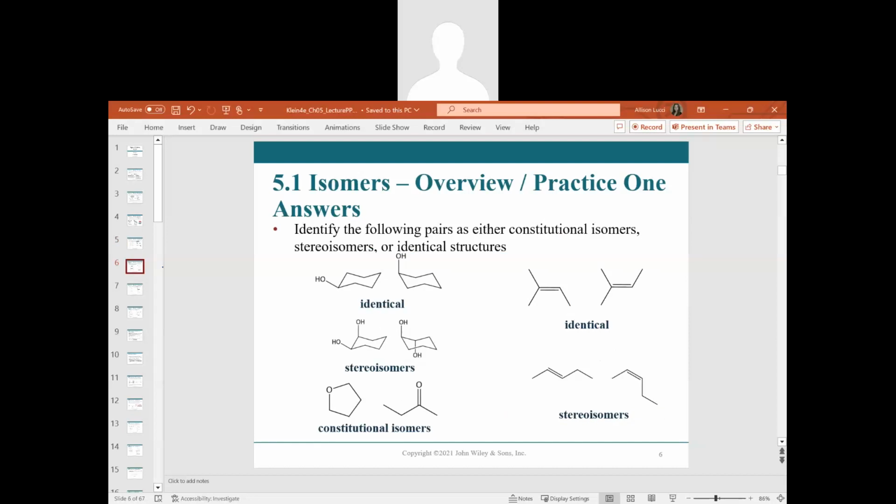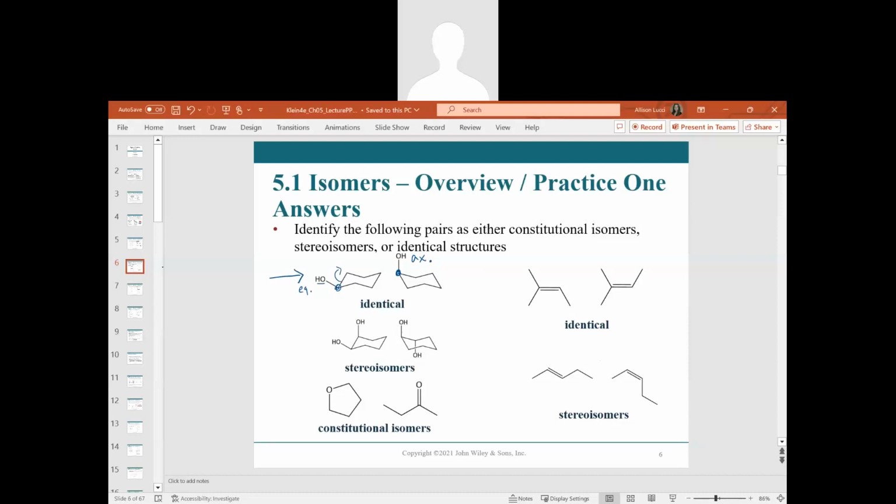So what we see in our first pair here is that we have this OH group in an equatorial position here, and then we have the same single substituent in an axial position over here. So this is the same compound, we've just performed a ring flip. So this carbon here has moved up here. So these are identical structures.